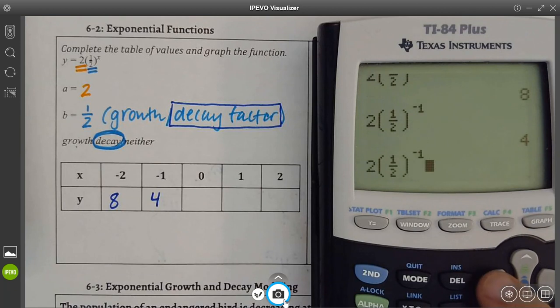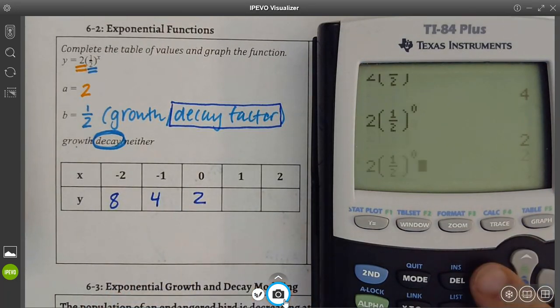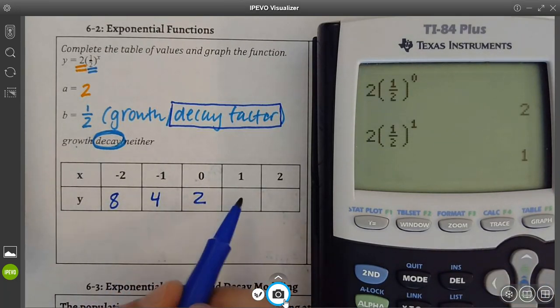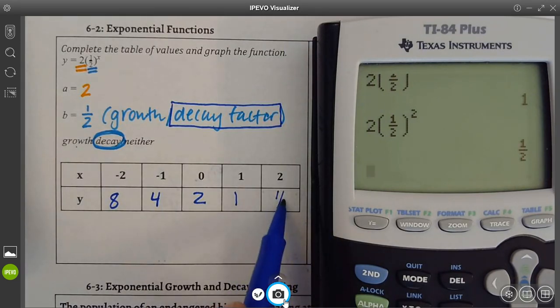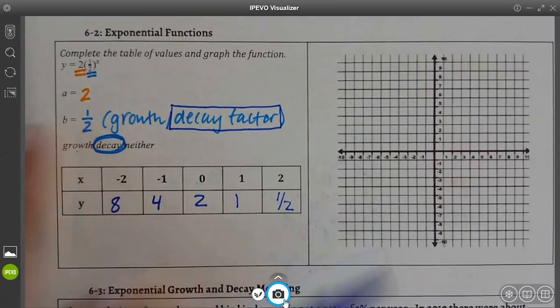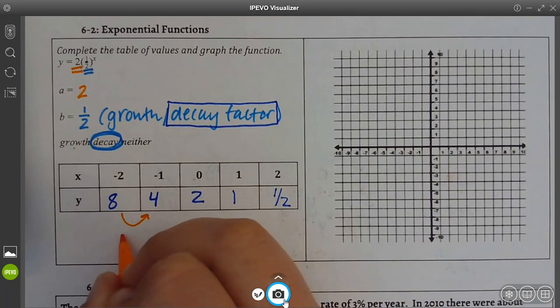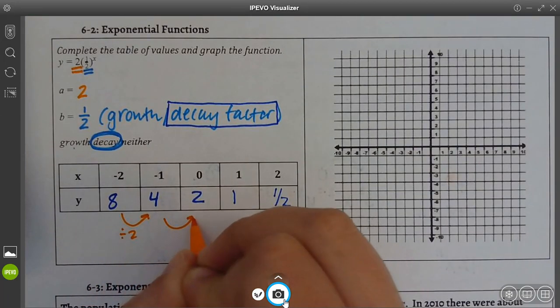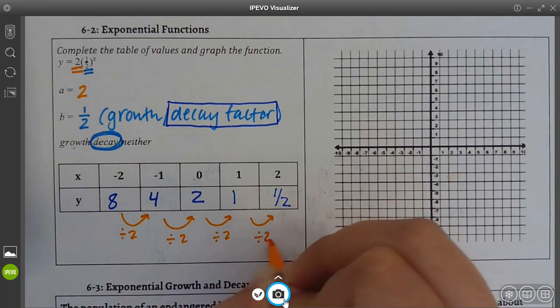I'm going to change this to a 0. That is 2. I'm going to change it to a 1. It's 1. And then I'm going to change it to a 2, which is 1/2. So I've got my 5 points there. Notice that we said the decay factor was 1/2, which means as we change our y values, we're dividing by 2 every time. So that's kind of like the pattern that we can see on the table.